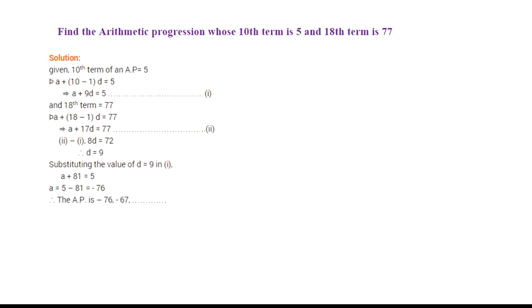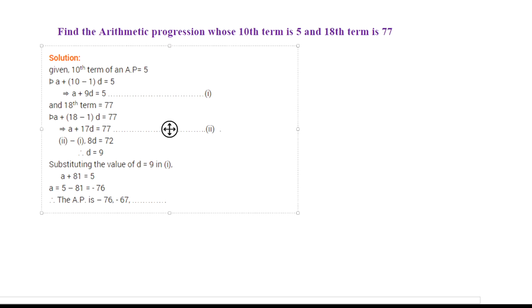Find the arithmetic progression whose 10th term is 5 and 18th term is 77. I have taken one more question of this type in the first video of mine, wherein I had solved this kind of question. 18th term can be written as a plus n minus 1, that is 17, into common difference d, that is 77. The same way, 10th term is nothing but a plus 9 into d, that is equal to 5. What I'll do, I'll subtract the second equation from the first one.